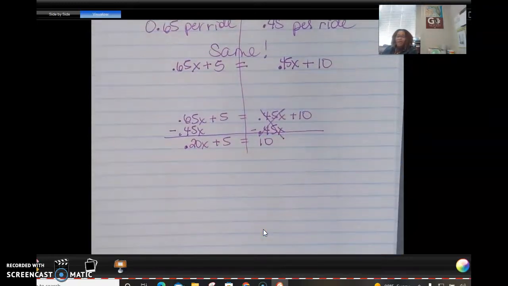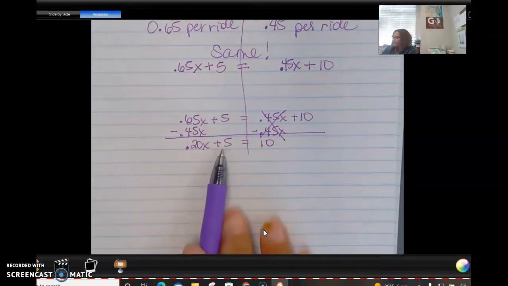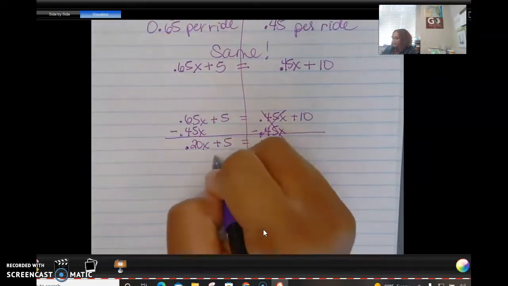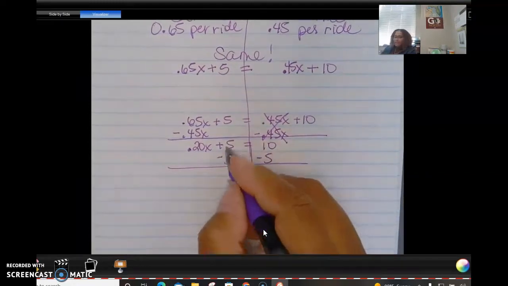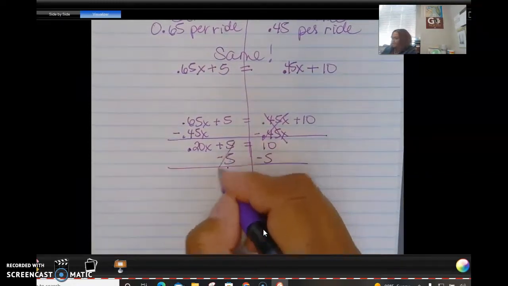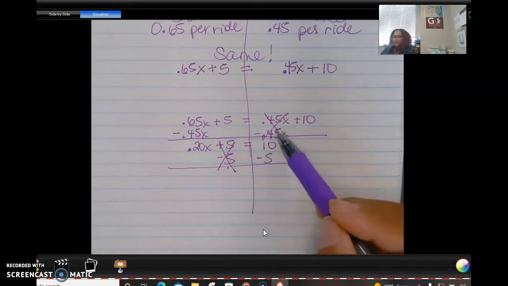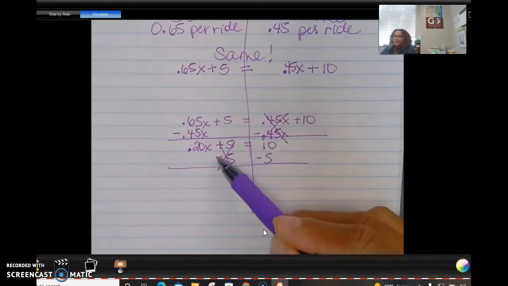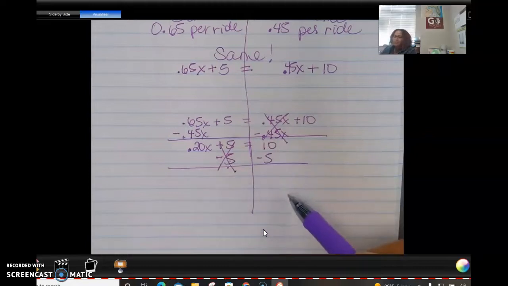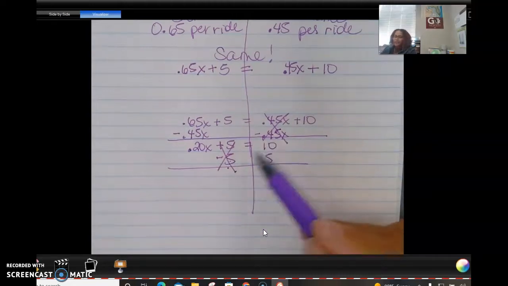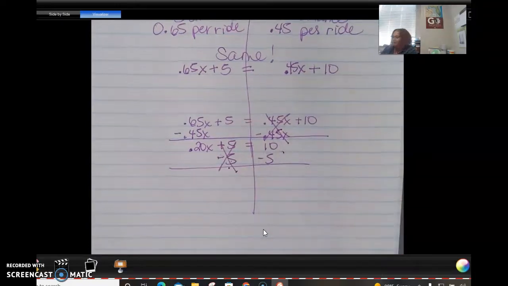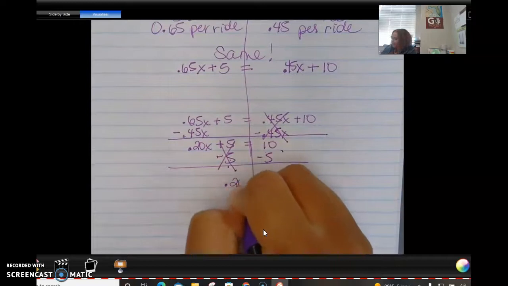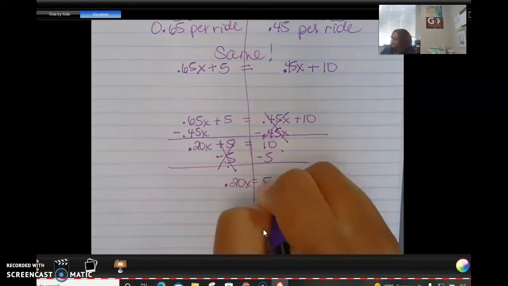Now I need to get rid of my constant, which is the 5. So minus 5 on both sides. These 5s on the left cancel out. Remember, if I cancel out one thing on the right, then my next cancel out needs to be on the left. I can't cancel out on the left twice. I can't cancel out on the right twice. Okay, I wouldn't want to bring my 10 over here because then I'd be left with 0. So 10 minus 5 is what? 5. 20 cents x equals 5.